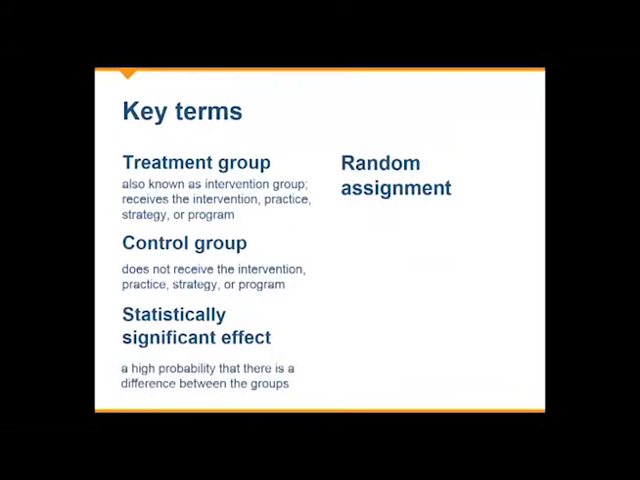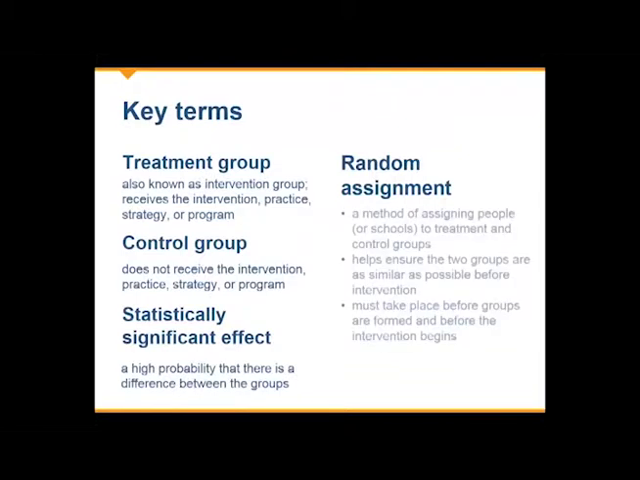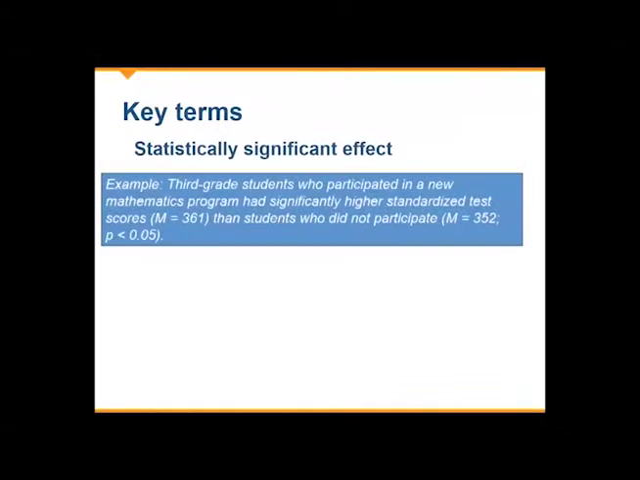Statistically significant effect is that there's a high probability that there is a difference between the two groups because of the intervention. And then random assignment is the method of assigning people or schools or students to the treatment and the control group. It ensures the groups are as similar as possible before the intervention, and it has to take place before the groups are formed and before the intervention begins. I'm going over these terms with you because you will see those in the requirements as you look through research in What Works Clearinghouse.